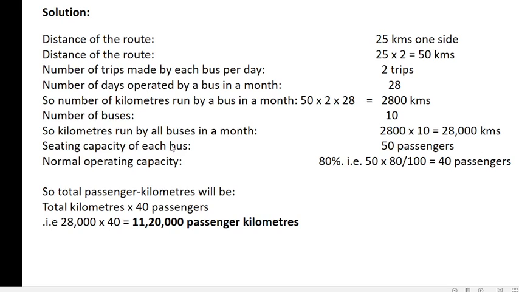And the seating capacity of the bus is 50 passengers. Normal operating capacity is 80%, that is 50 into 80 divided by 100 is 40 passengers. So total passenger kilometer will be, total kilometers we have calculated above 28,000 into 40 passengers. So the total passenger kilometer here is 11,20,000 passenger kilometer. Thank you.